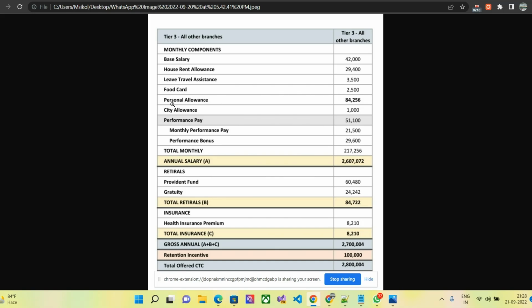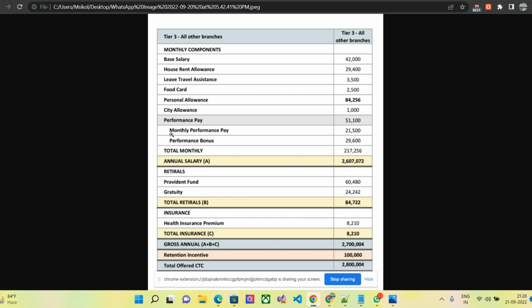And you see the personal allowances. TCS is giving everything inside the personal allowances. So this is 84,226 rupees, a huge amount per month, and city allowance is 1,000 rupees. Now this is the fixed component, and then it comes to the performance pay.